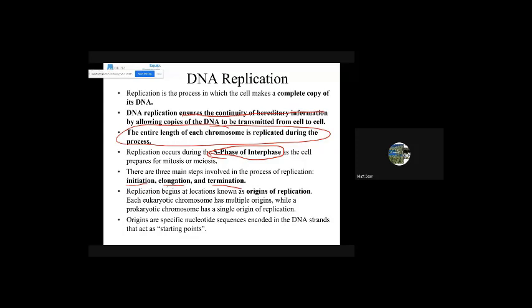Whereas in prokaryotic chromosomes, bacterial chromosomes, there's only one origin of replication. And that's okay in bacteria because, number one, they only have one chromosome. And number two, that chromosome is really small and short. So it doesn't take long to copy it anyway.